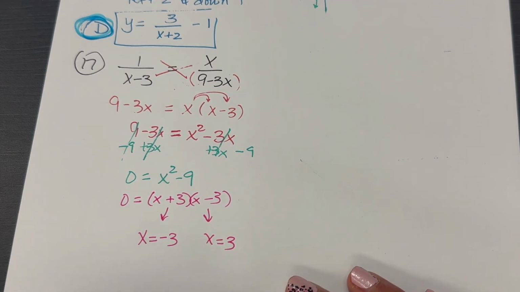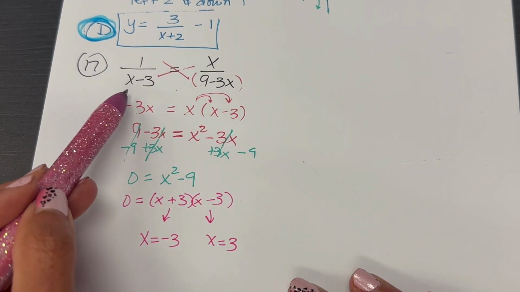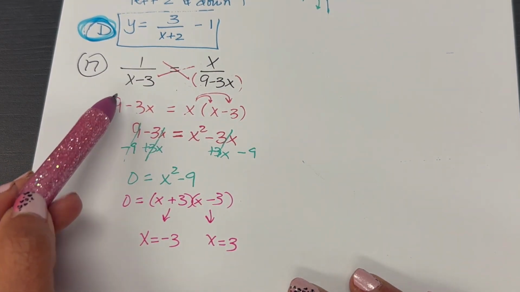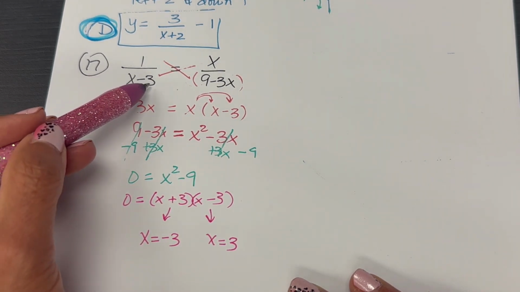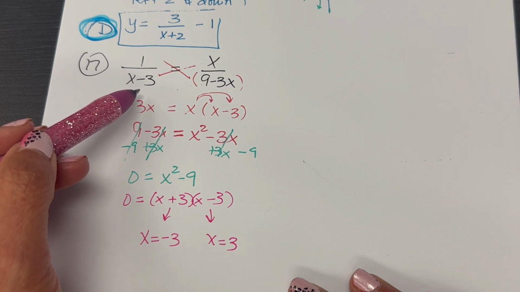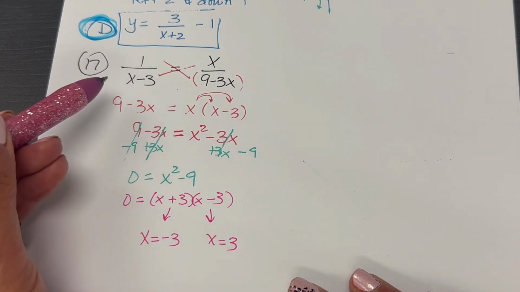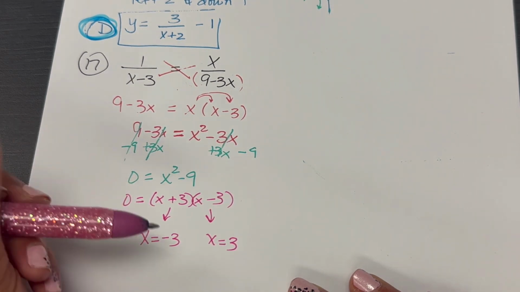Okay, now, because we were solving a rational equation, we have x's in the denominator, we have to figure out which one we cannot use. If I were to plug in a negative 3 right here, negative 3 minus 3 is negative 6. I can have a negative number in the denominator of a fraction, that's totally fine. But if I plug in a positive 3, I'm going to get 3 minus 3. I can't have 0 in the denominator.